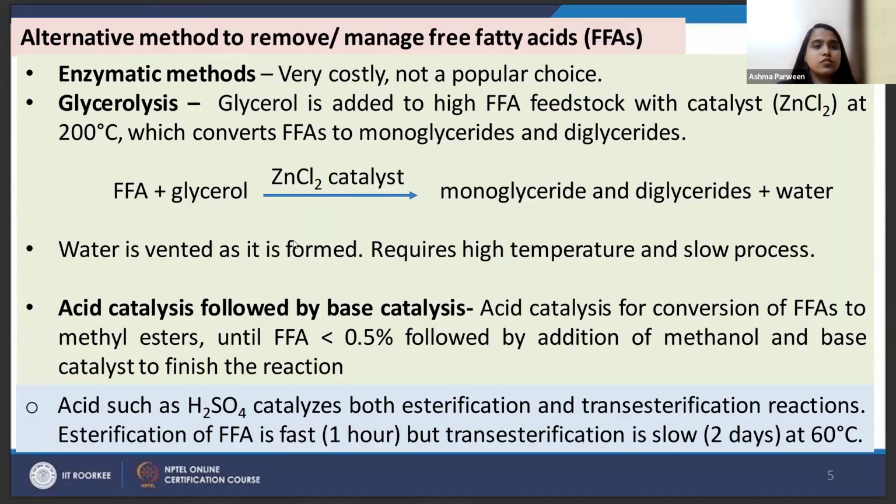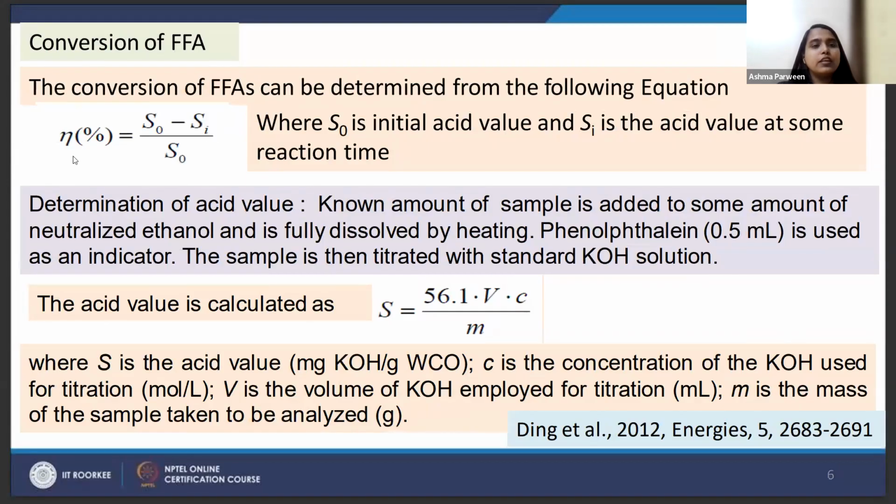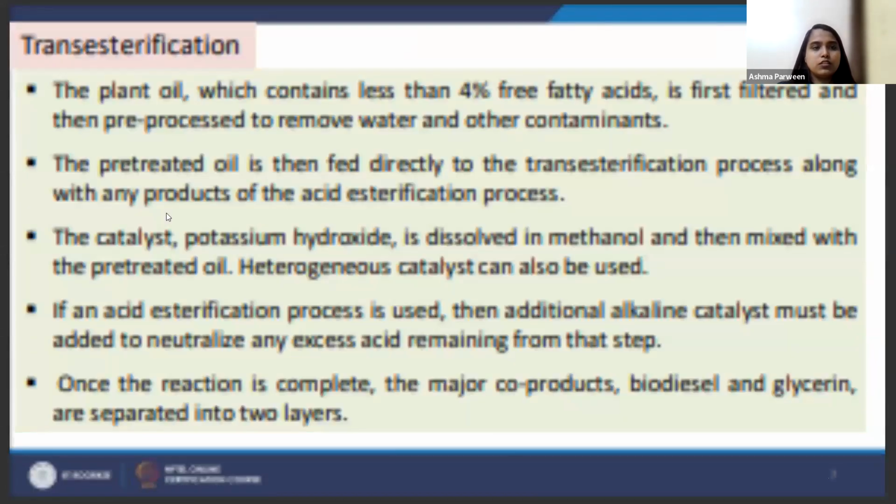We can calculate how much conversion of free fatty acids has taken place by using this formula, where S naught is the initial acid value, and S i is the acid value at some reaction time, divided by S naught. So this is the formula.